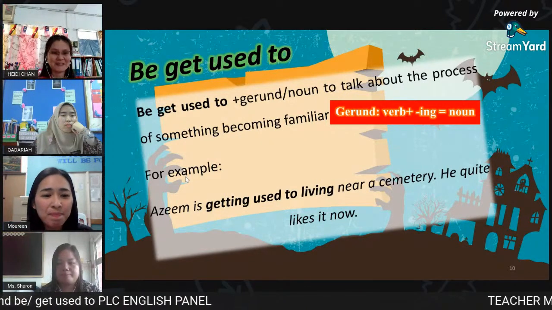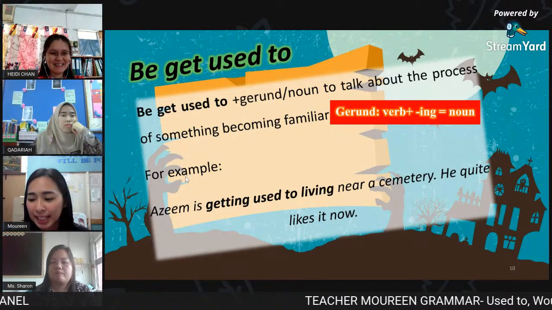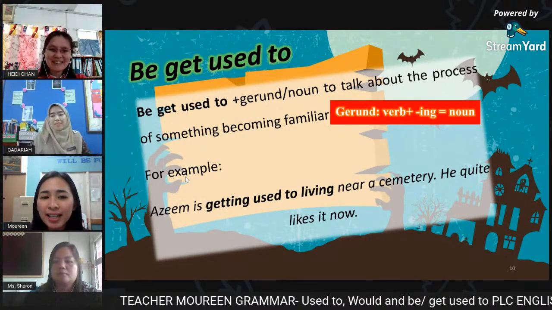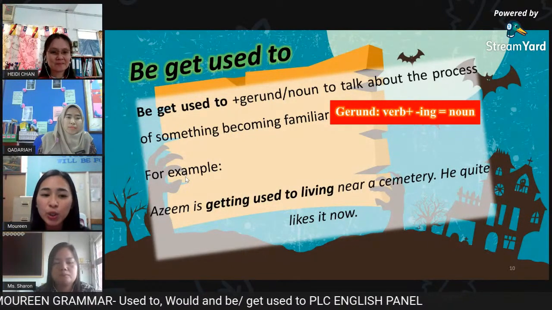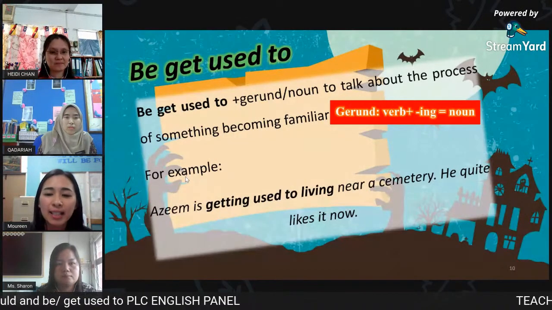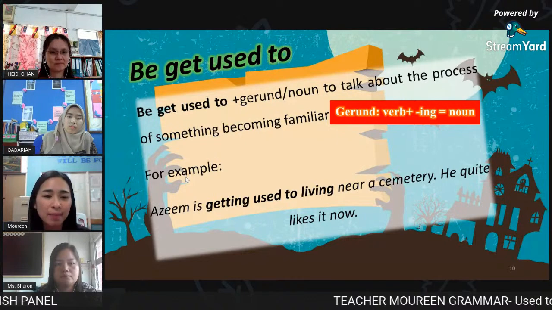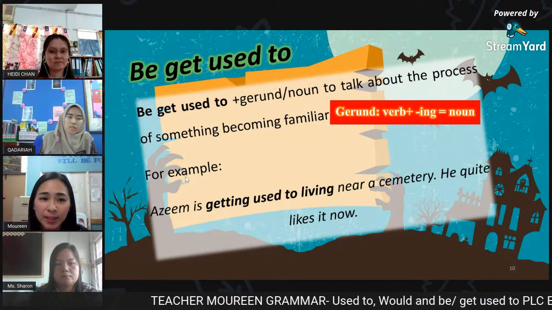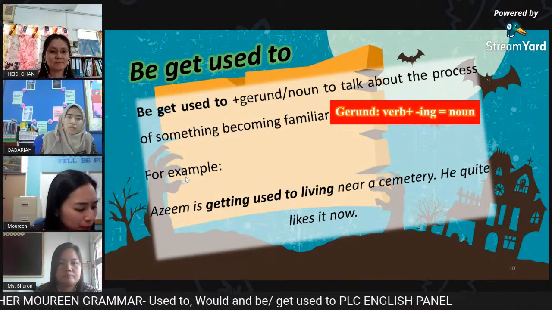Do you agree, Azim? Azim's house is, I don't think it's near the cemetery. Okay, so you want to talk about something that is becoming familiar, not yet familiar, you will use is getting used to living near a cemetery. Belum jadi biasa lagi, belum jadi normal to Azim. It is getting used to living near a cemetery. Okay, all right. Next, where are we?